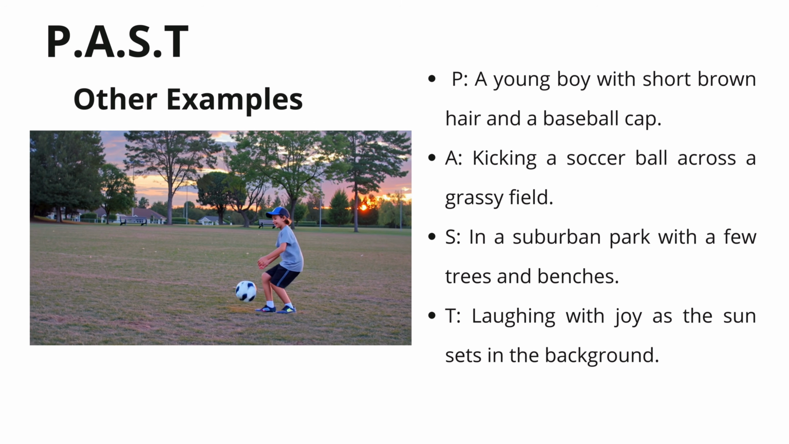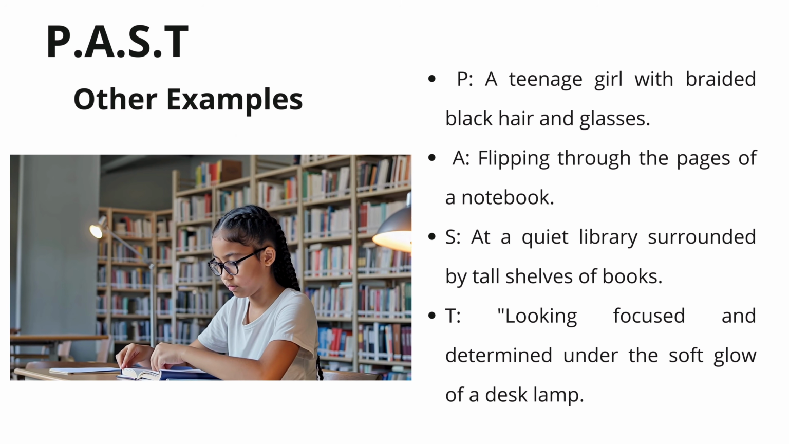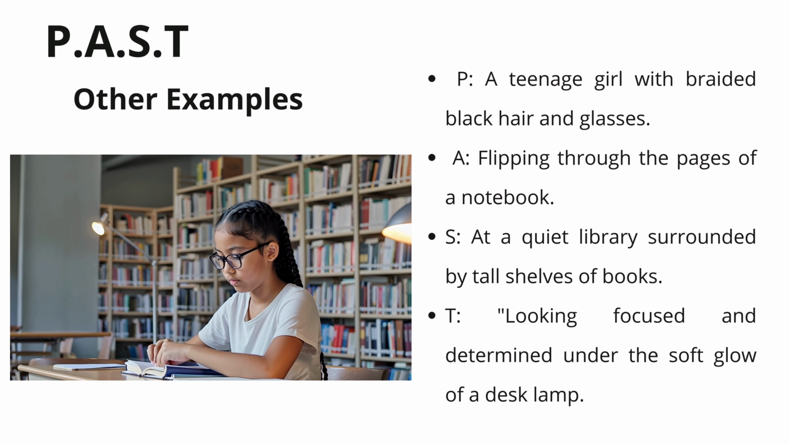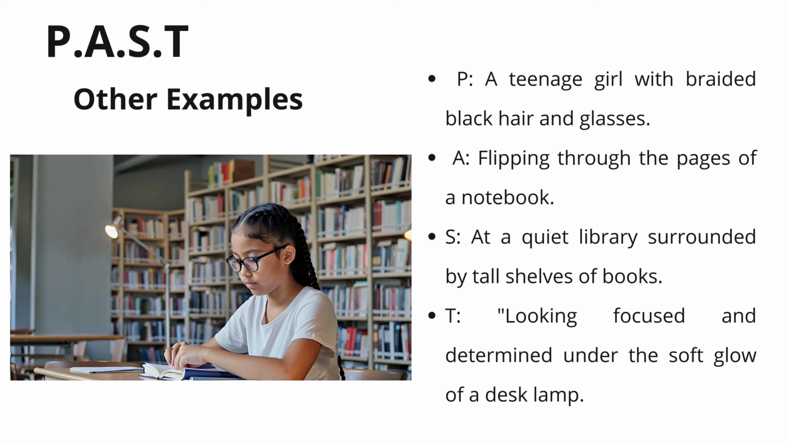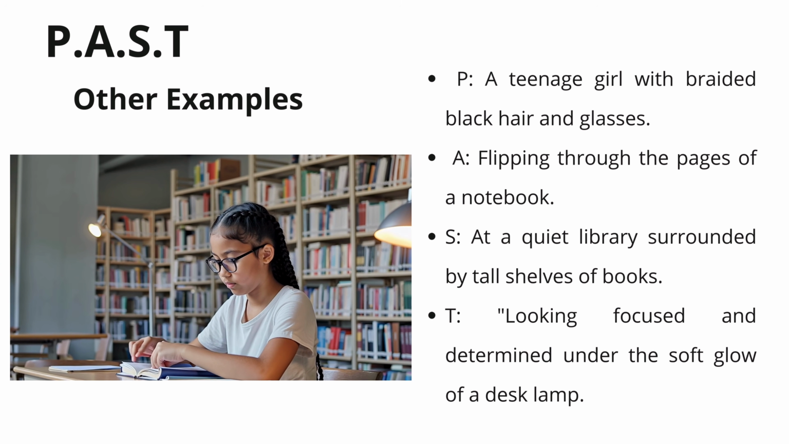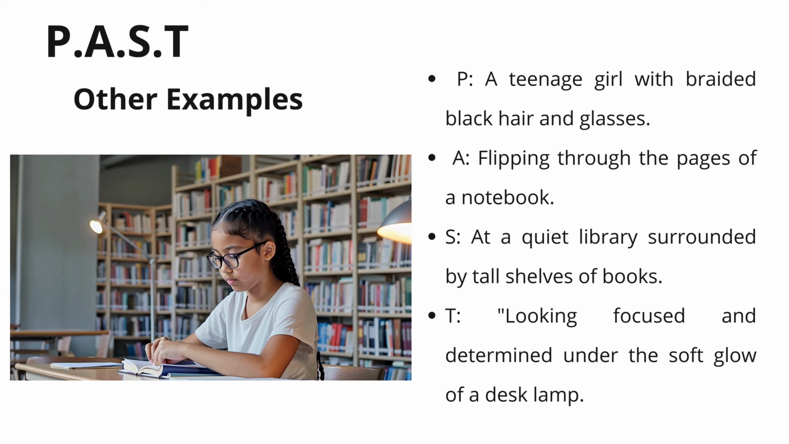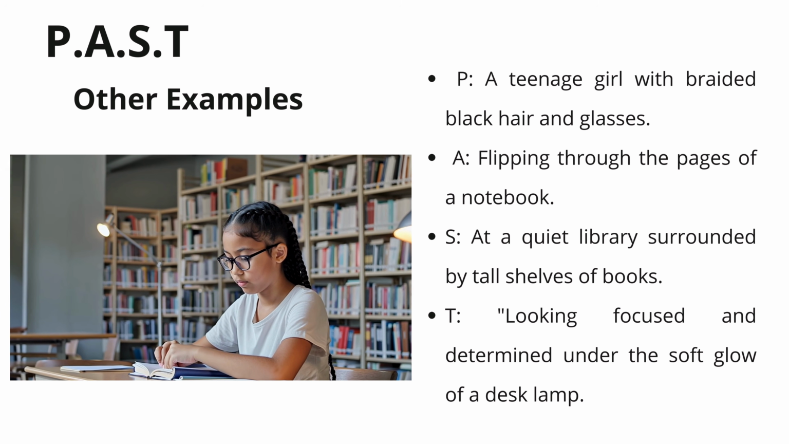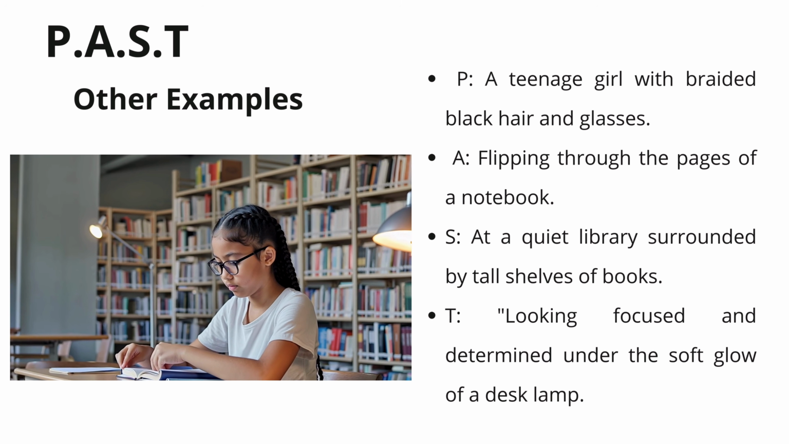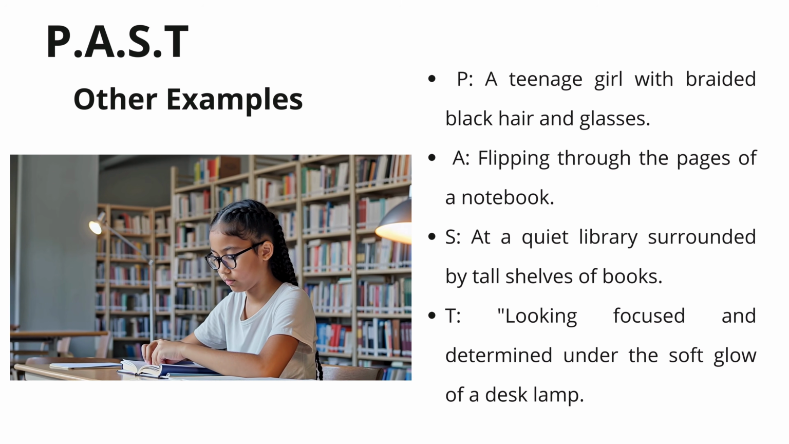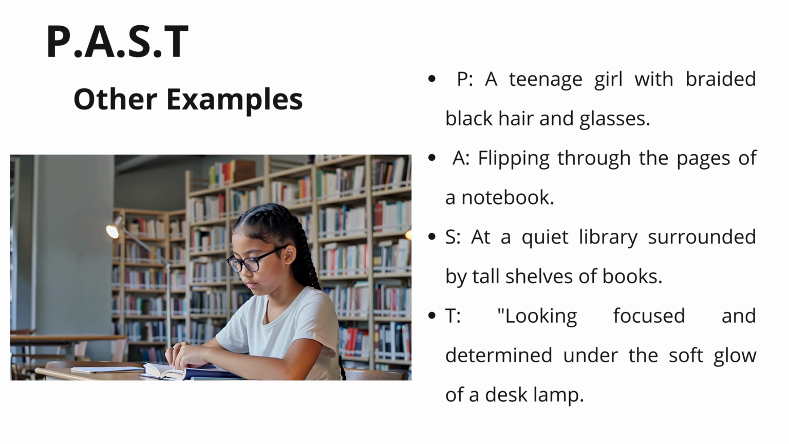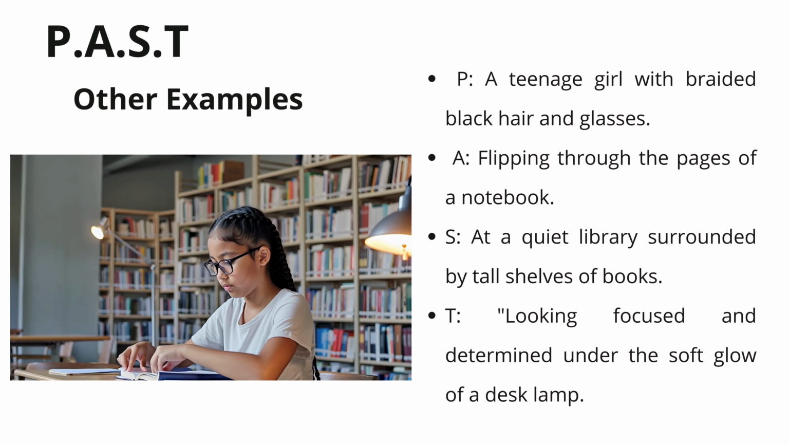Now, here is another example. A teenage girl with braided black hair and glasses flipping through the pages of a notebook at a quiet library surrounded by a tall shelf of books, looking focused and determined under the soft glow of a desk lamp. Also, again, notice how this AI model got every detail of our prompts because we use the PAST acronym.